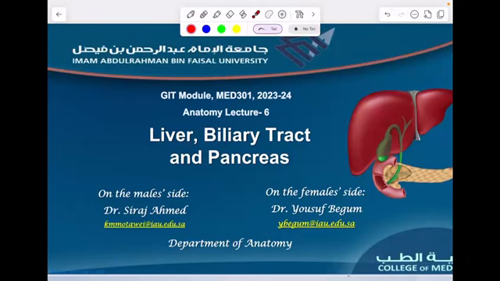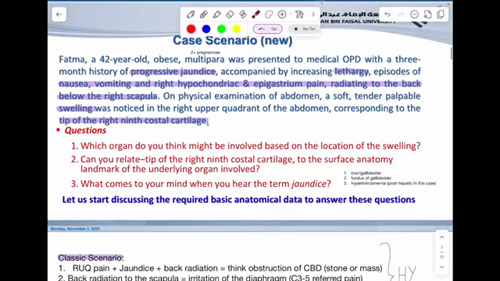We'll take the anatomy of the liver, bile tract, and pancreas. First, we're going to start with a case scenario. We have Fatima, she's 42 years old, obese, multipara, meaning she had 2 or more pregnancies, and she presents with progressive jaundice, lethargy, nausea, vomiting, and right hypochondriac and epigastric pain, radiating to the back below the right scapula.